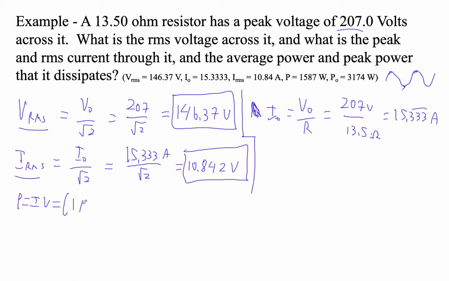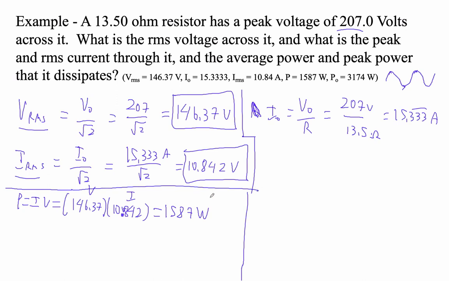146.37 times 10.842. By the way, I just did V times I. I'm sorry about that. I'm going up arrow with my calculator times this guy, and when I do that, I get this number that comes out absolutely even, 1587. And of course, that's not a great mystery because there's a square root of 2 in the bottoms of this, and so basically I'm taking some number and dividing by 2. I'm still finding the average power.